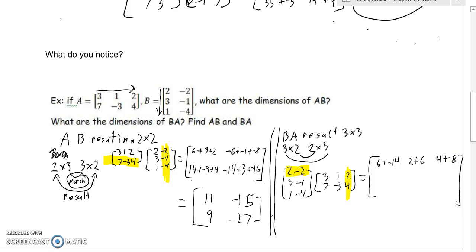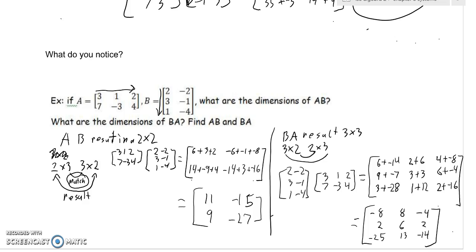And now we reset and move down. 3 times 3 is 9, plus negative 1 times 7 is negative 7. 3 times 1 is 3, plus negative 1 times negative 3 is 3. Whoops. 3 times 2 is 6, plus negative 1 times 4 is negative 4. Moving down in the first, 1 times 3 is 3, plus negative 4 times 7 is negative 28. Moving over, 1 times 1 is 1, plus negative 4 times negative 3 is positive 12. Moving over, 1 times 4 is 4, plus negative 4 times 4 is negative 16. We're going to add all those together.